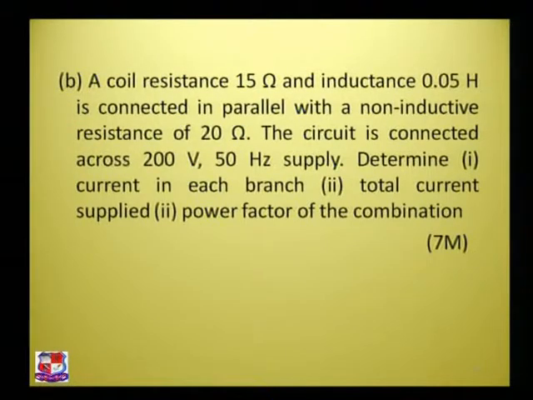We will start this session with this question. Question 5B is basically a numerical. It is asked: a coil of resistance 15 ohm and inductance 0.05 Henry is connected in parallel with a non-inductive resistance of 20 ohm. If a question like this is asked, it is better to first draw a circuit. The circuit is connected across a 200 volt, 50 hertz supply. We have to find the current in each branch individually, then the total current supplied, and lastly the power factor of the combination. It is asked for 7 marks, so we will solve this question.